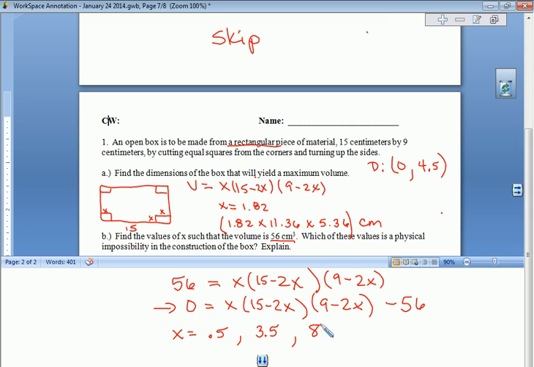But 8 is an impossible dimension because we would end up with negative dimensions if we cut out 8. It's not possible. Okay, so 8 is impossible. These 2 are acceptable. We could go either way. Yes, ma'am? When you're finding the zeros, do you use the 0 setting? Yes.